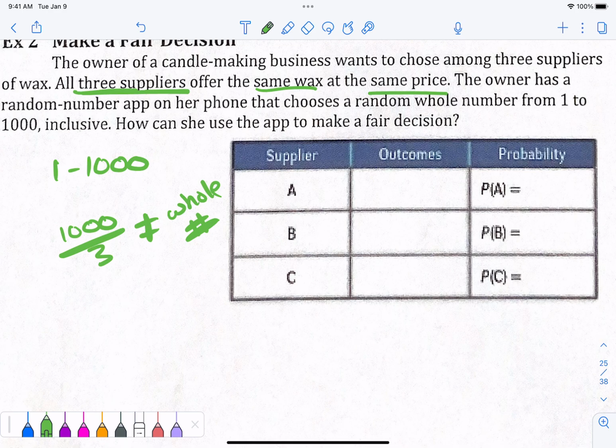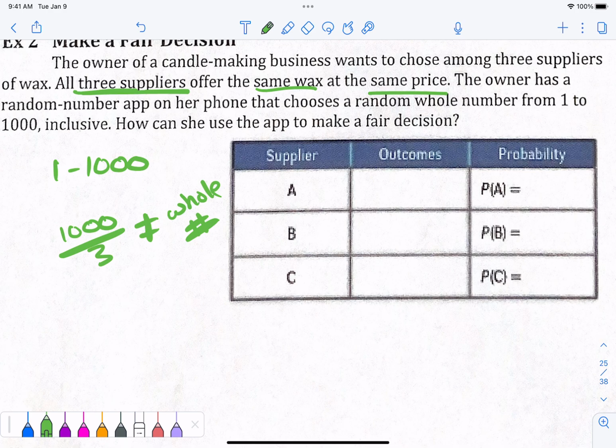1 to 3. Right? 1 to 3. But what if you pick a number like 752? Who gets that one? You see what I'm saying? We have to assign the numbers 1 to 1,000 between 3 people or 3 things. How can we do that?